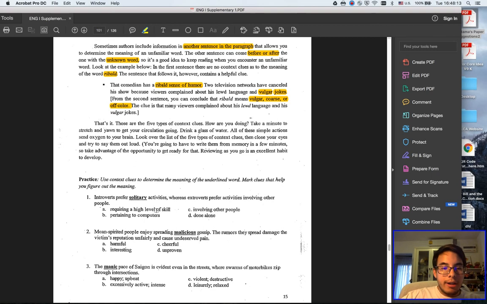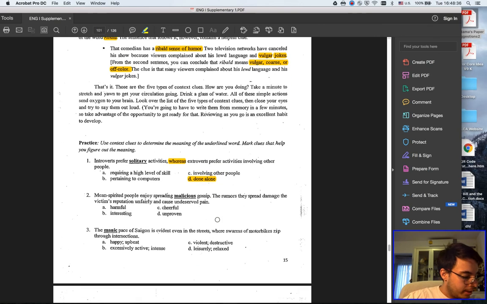Okay. All right. So number 1, introverts refer to solitary actions, whereas extroverts prefer activities involving other people. Notice we have the word whereas. So solitary means the opposite of this. So the answer must be done alone. Okay?